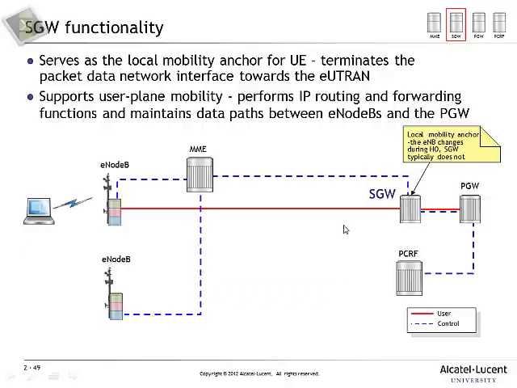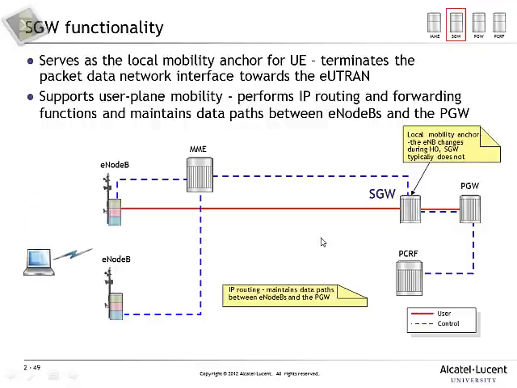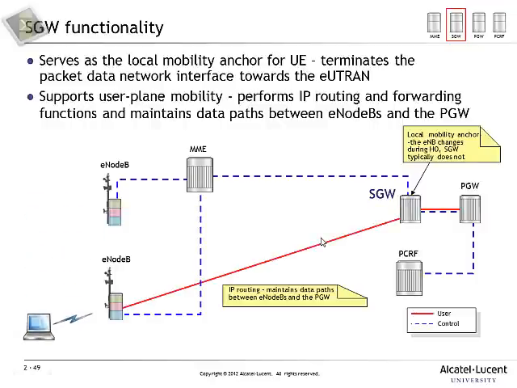Okay, so this is a diagram. If you look at this animation here, I don't know if you're able to see it. Look at this user. The user is moving from one base station to another base station, and in that process, the user data plane has changed from the first eNode B to the second eNode B. So that's what this remains, a local mobility anchor.